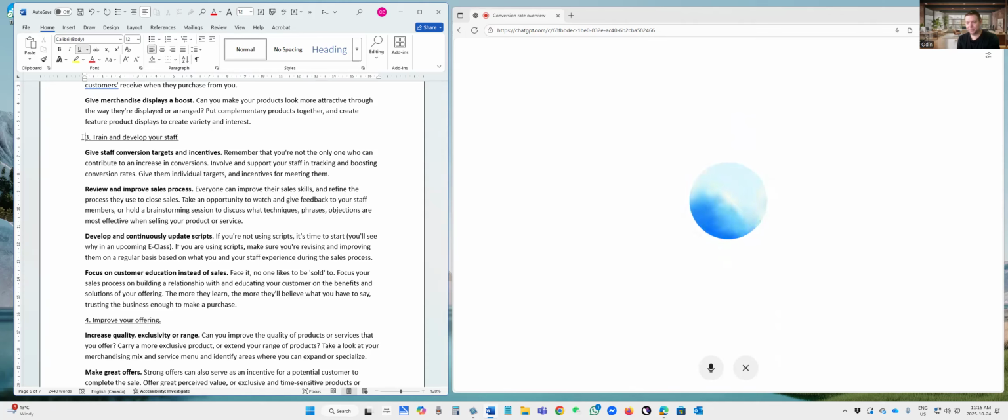Develop continuously updated scripts. If you're not using scripts, it's time to start. If you are using scripts, make sure you're revising and improving them on a regular basis based on what you and your staff experience during the sales process.